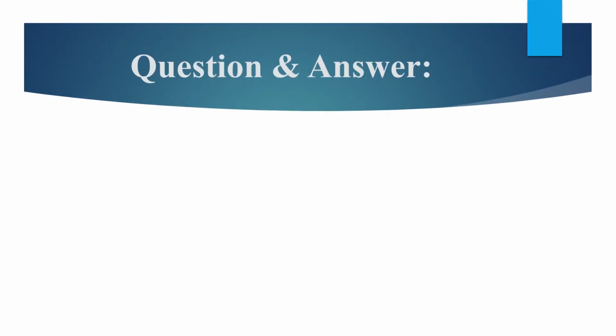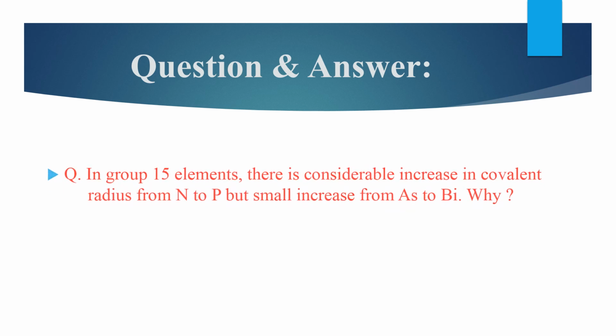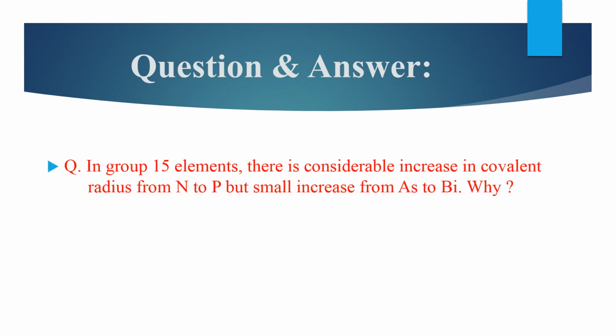Now it's question and answer time. So the question is, in group 15 elements there is considerable increase in covalent radius from nitrogen to phosphorus, but a small increase from arsenic to bismuth. Why? We have already discussed atomic and ionic radii. So why is this so?